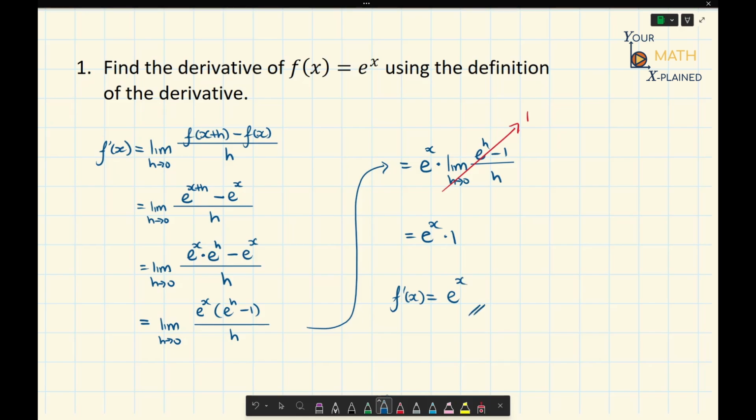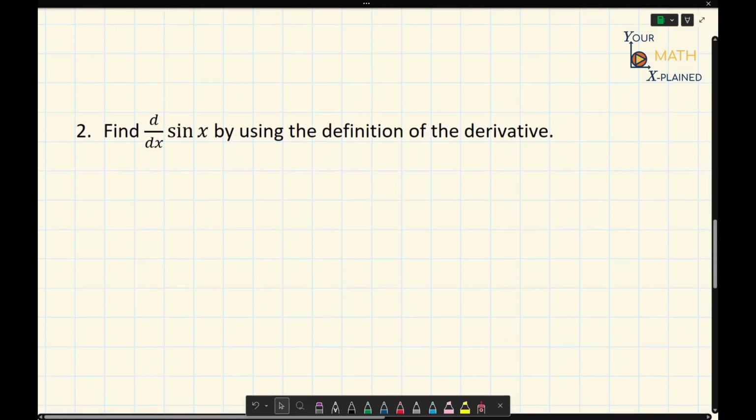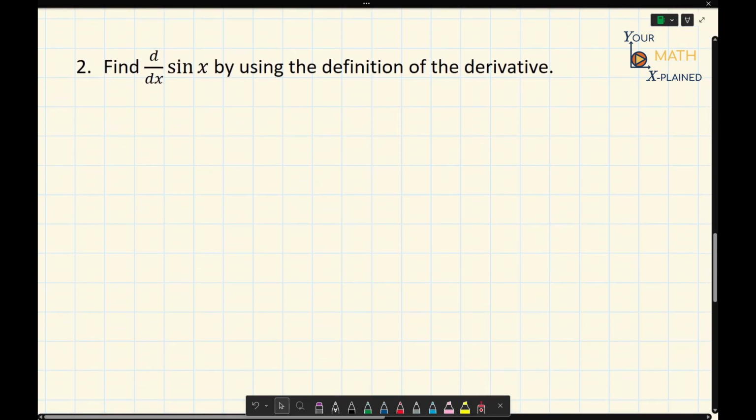So this is actually really interesting, because the derivative of e to the x is just itself. And you're going to be seeing this a lot in future videos. For our next example, we want to find the derivative of sine x using the definition of the derivative.